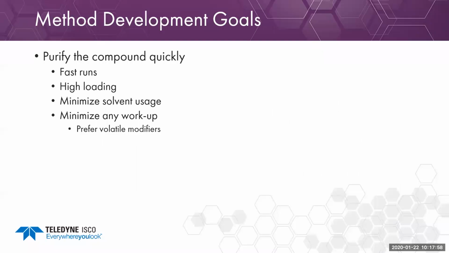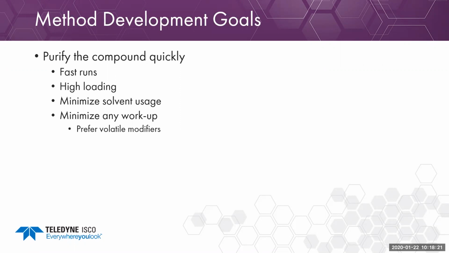So, Prep HPLC method development. What are the goals of optimizing our method or developing it? To allow for faster runs, we want to be able to purify our compound quickly. We want to purify as much compound as possible, as quickly as possible, so we can maximize the loading of the sample onto the column.